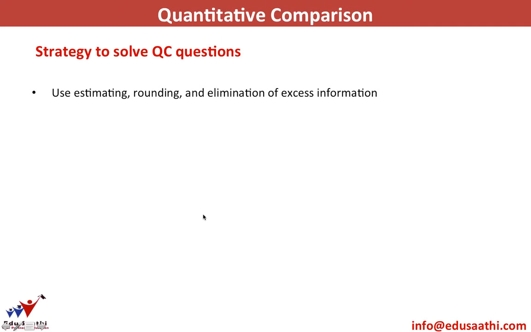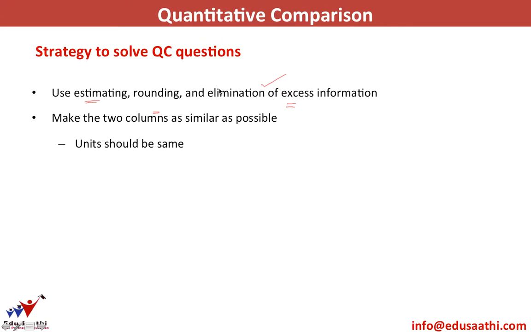Now, looking at a strategy to solve questions related to quantitative comparison, the first thing that I can use is estimation. If calculator is available to me, obviously I would use a calculator. But if I try to estimate, round up the things and eliminate the excess information which is provided to me in the question, I would avoid wasting time. So if possible, I would eliminate the excess information. I'll try to round up the thing to avoid wasting time. Secondly, attempt to make the two columns look as similar as possible.